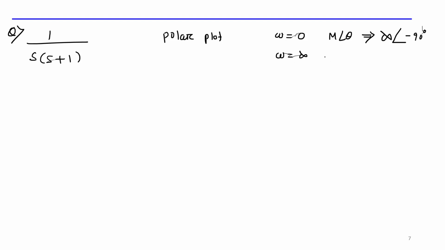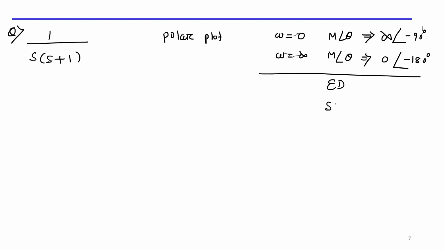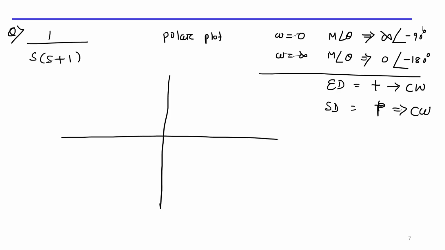Similarly, at omega equal to infinity, you have to find the magnitude and angle. The magnitude at infinity: 1 by infinity is 0. How many poles and zeros are there? Only two poles, so one pole contributes minus 90, two poles are minus 180. Once you do this, find the ending direction and starting direction. The ending direction is minus 90 minus minus 180, so it will be positive, so it will be clockwise. And only poles are there, so both are now clockwise. So let me do the first polar plot.